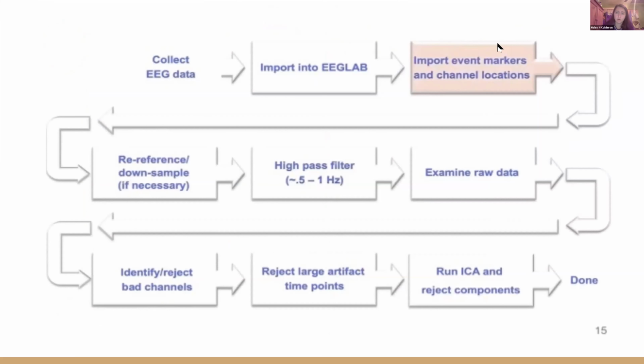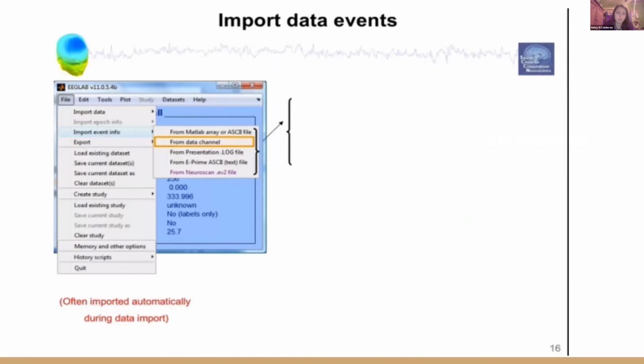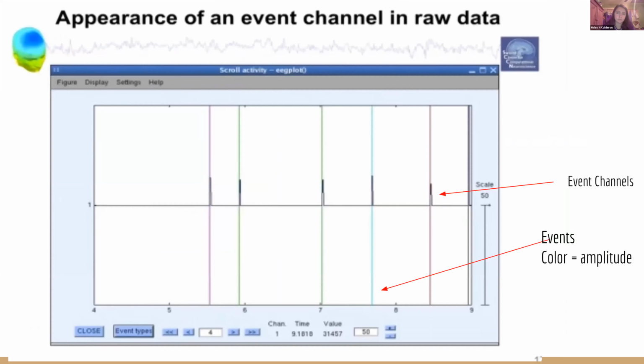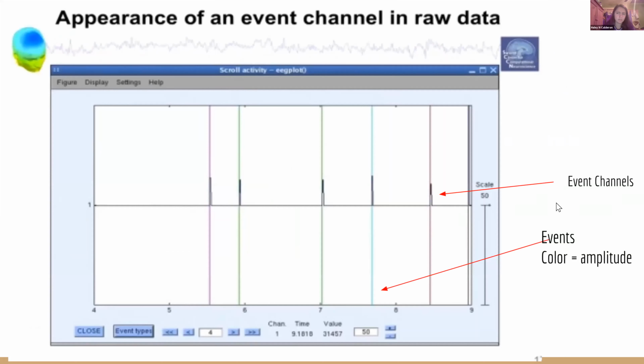Then you import the event markers and channel locations. Import from data channel. She was elaborating on something here. This is seeing all the event channels, and then it has the amplitudes. If the amplitudes are the same, they'll be the same color. In this case, the second and third are, I believe.